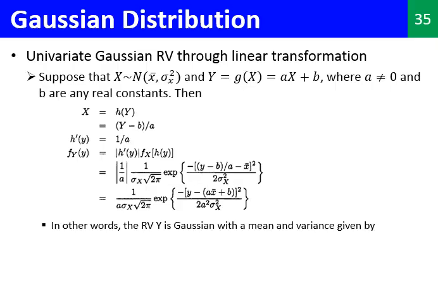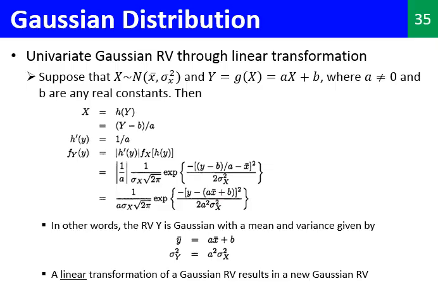So we can say that the random variable y is going to be a Gaussian distribution with the mean of a x bar plus b, which comes from this linear function, and the variance is going to be a squared sigma x squared. Okay, so a linear transformation of a Gaussian random variable results in a new Gaussian random variable. So this is very important when we formulate the Kalman filter.